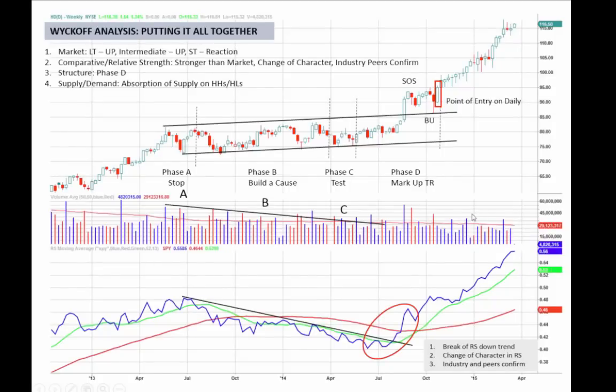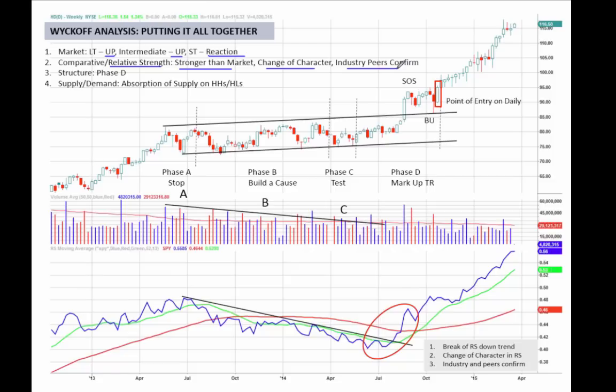All right, and putting all of these things together, now, we went through the market structure. We defined the market bias. At the October low, we had long-term trend up, intermediate trend up. Short-term, it was a reaction, which is great because during the reactions, this is where we want to be active. This is where we want to make our selection. This is where we want to find the stocks that are going to be stronger during that reaction than the market or than the peers. Then we went into the comparative relative strength analysis. We defined that strength. We found the confirmation of the change of character on the relative strength.